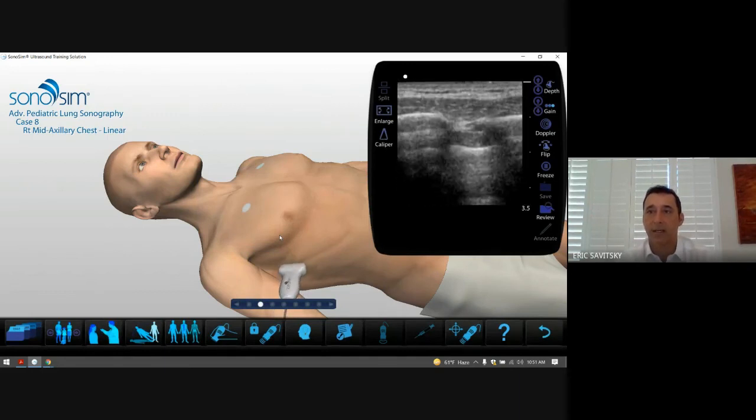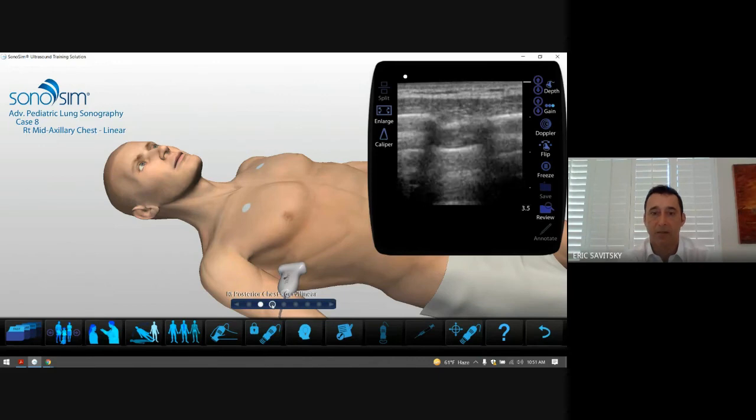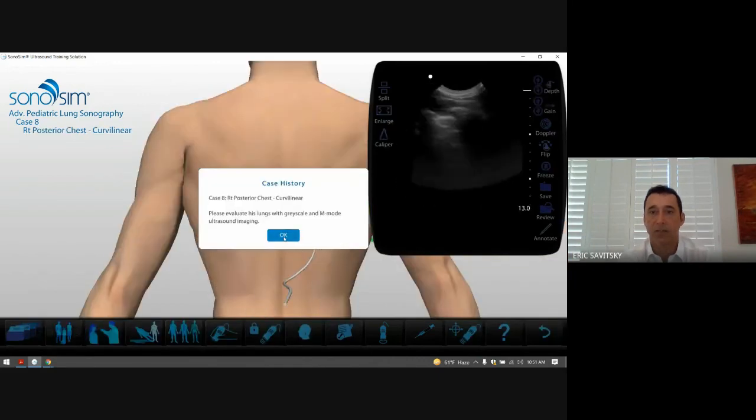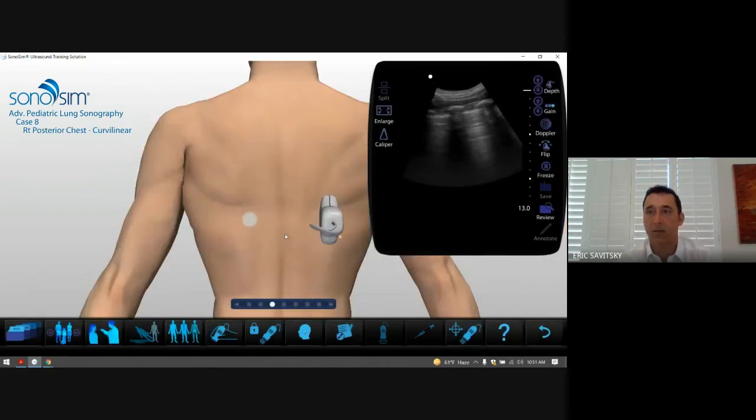Once again, much more difficult because of the image depth. So I'm going to move over to the posterior side on the right, and I'm going to look with the curvilinear transducer. Once again, I can see pleura, I can see ribs, a little difficult to see lung sliding, but I see A lines, everything looks normal.